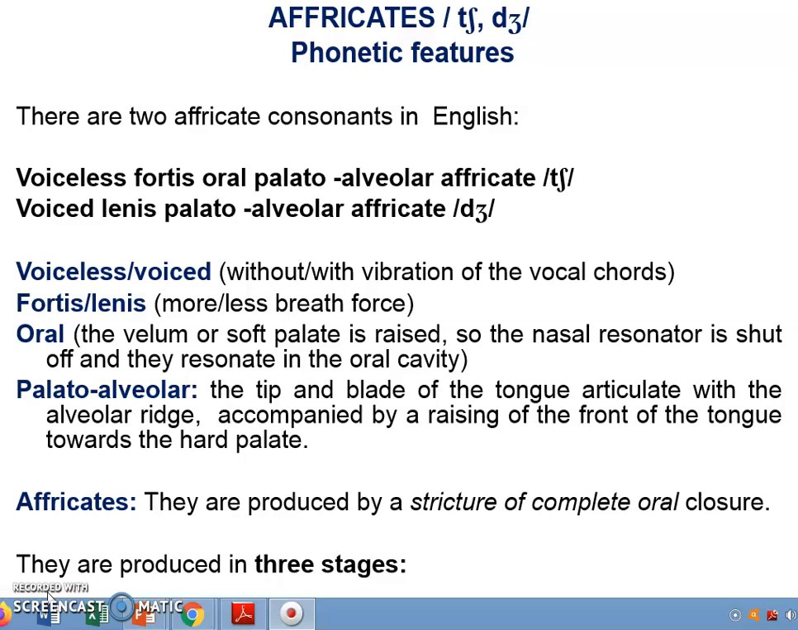Why do we refer to them as affricates? Because they are produced by a stricture of complete oral closure. Ch, j. We can perceive that the articulators form a stricture of complete closure, but the air is released with friction. We say that affricates are produced in 3 stages.